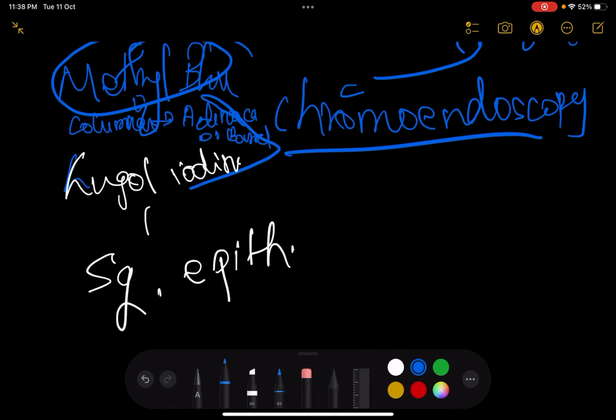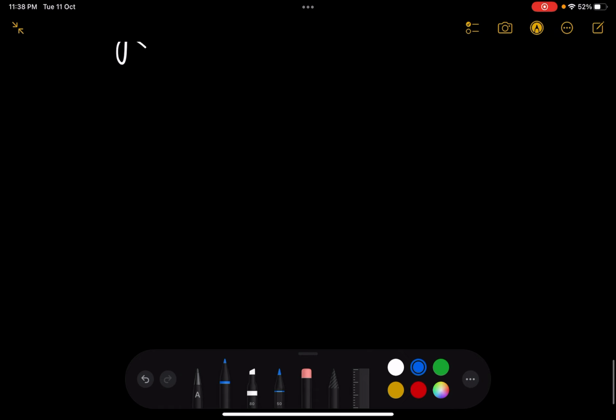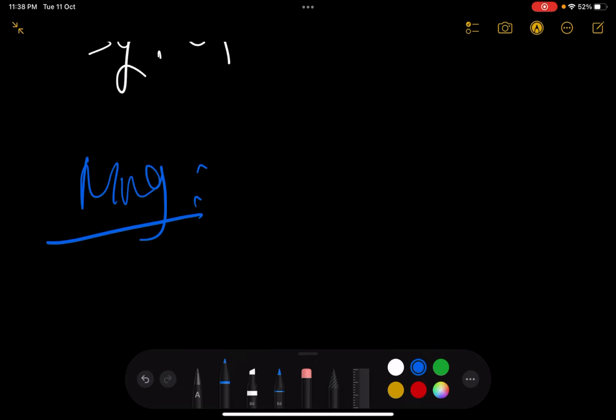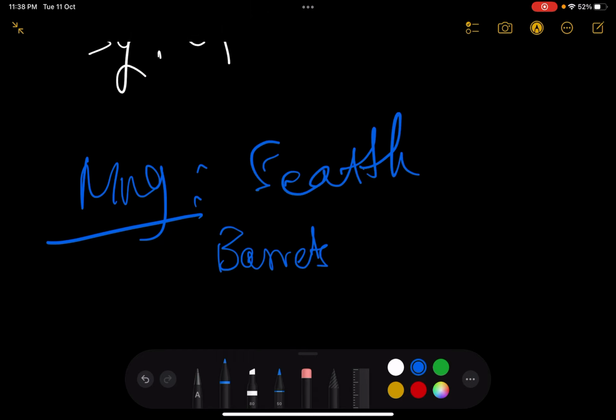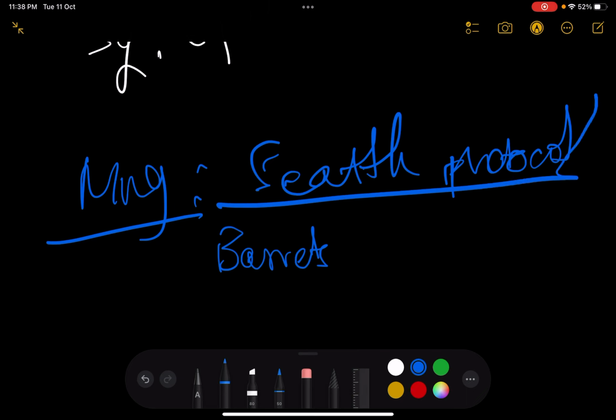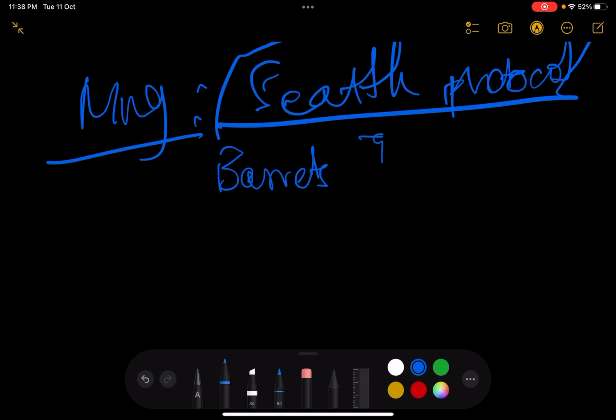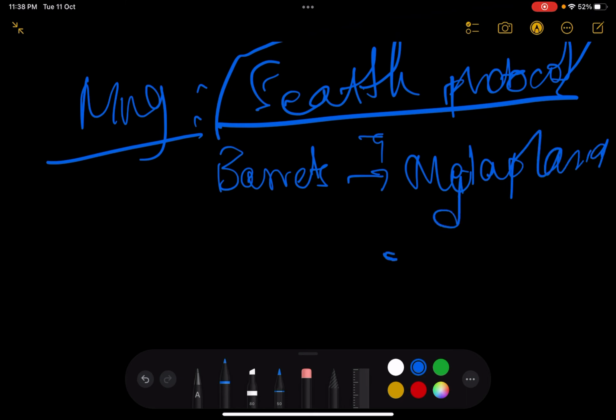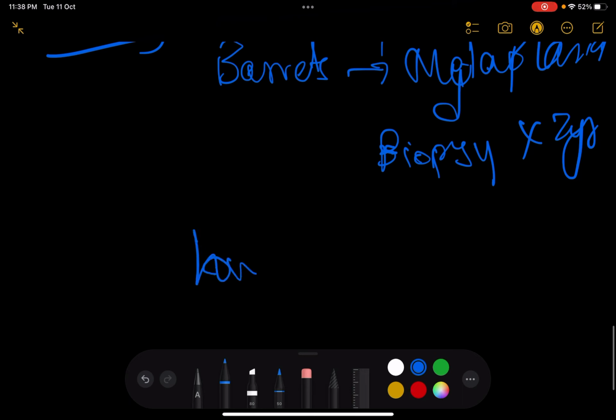Okay, that's done. How do you manage Barrett esophagus? This is based on the Seattle protocol that most of the surgeons follow. If it's only Barrett's, only metaplasia, you just do surveillance biopsy for 2 years and check if there is any progression in disease. Or if it's a low grade dysplasia, now there's a difference between metaplasia and dysplasia, obviously.